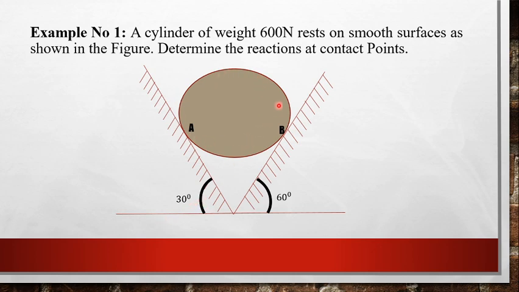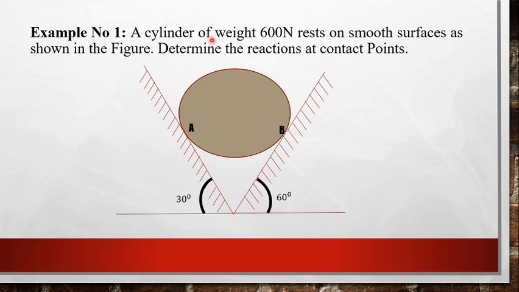Now this sphere is resting on these surfaces, and the question clearly specifies that we must determine the reactions at the contact points. So the sphere is in contact with this surface at point A and with the other surface at point B. So there are two points of contact. Before starting any numerical, check how many forces are acting. Forces may be the self-weight and the reactions.